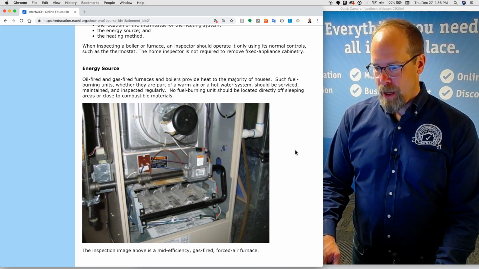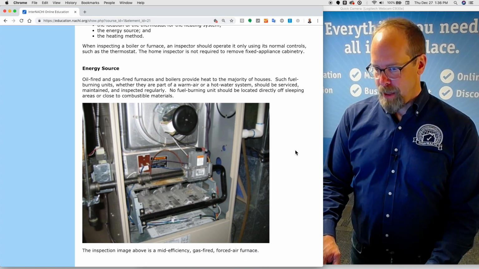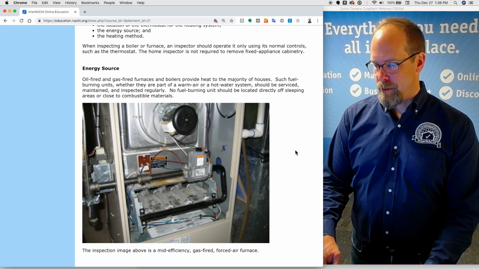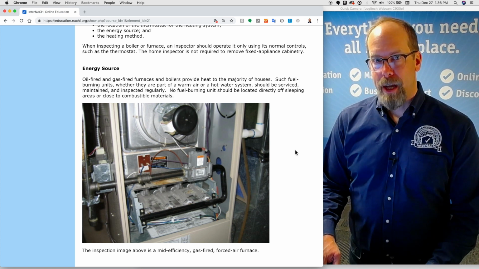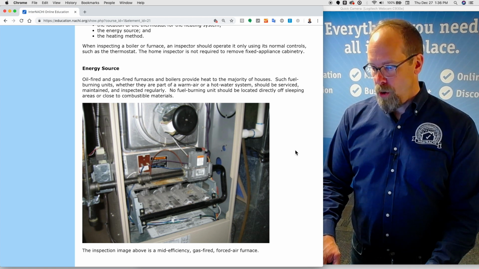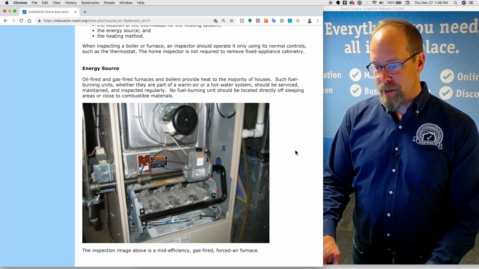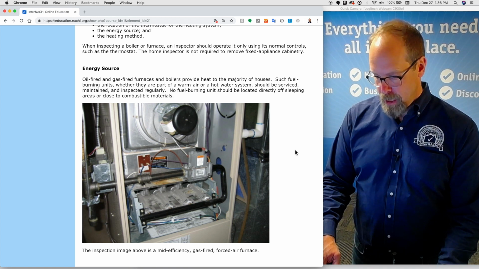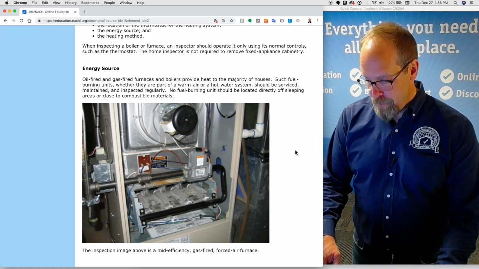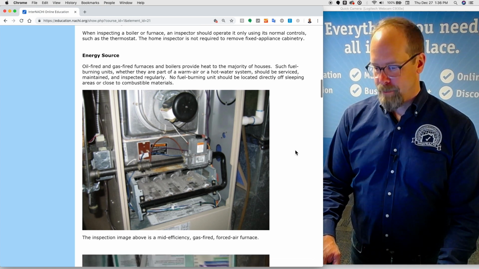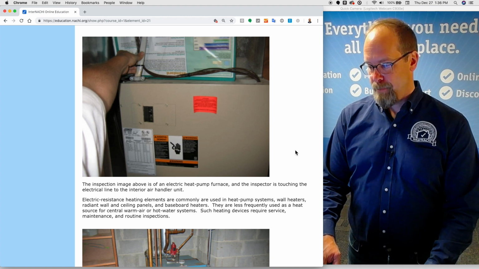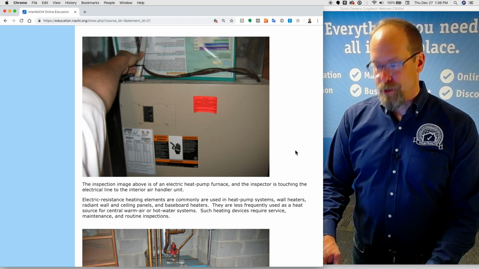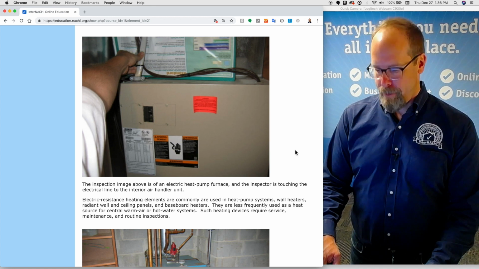Energy source. Oil-fired and gas-fired furnaces and boilers provide heat to the majority of houses. Such fuel-burning units, whether they are part of a warm air or hot air system, should be serviced, maintained, and inspected regularly. No fuel-burning unit should be located directly off sleeping areas or close to combustible materials. This inspection image is of a mid-efficiency gas-fired forced air furnace. The inspection image here is of an electric heat pump furnace, and the inspector is grabbing the electrical line to the interior air handler unit.